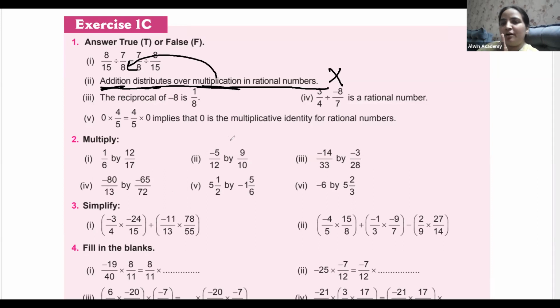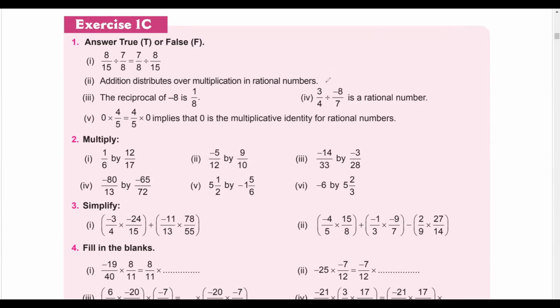Getting it, bache log, or not? What is the issue here? What is the problem here? You have understood or not, Samihan? Multiplication is distributive over addition and subtraction. Addition and subtraction, they are never distributive over multiplication. Clear? Yes, ma'am. So this second one is also a false statement, right?